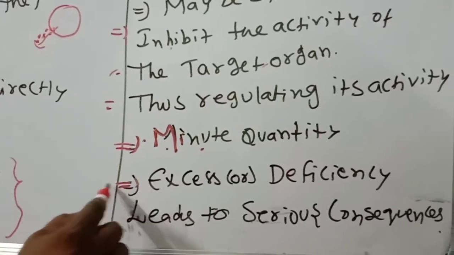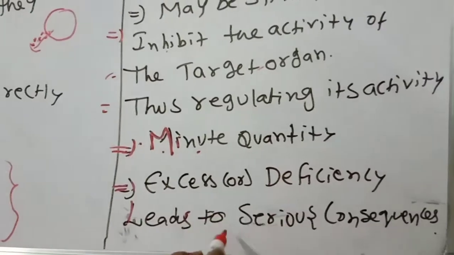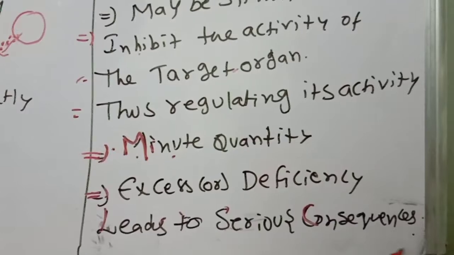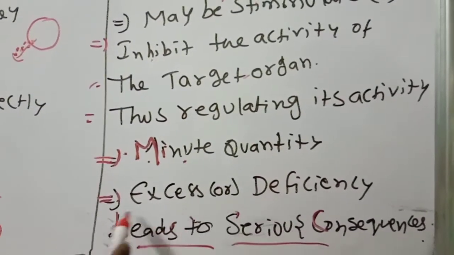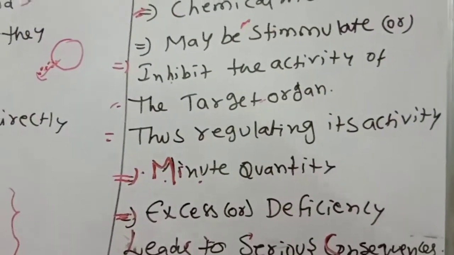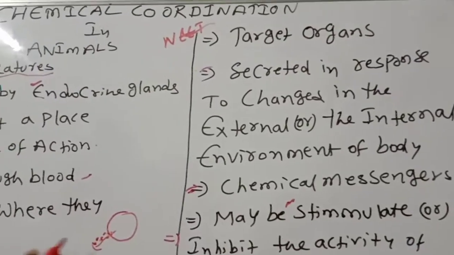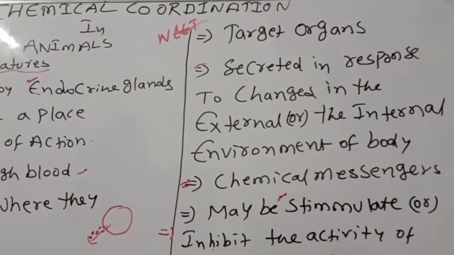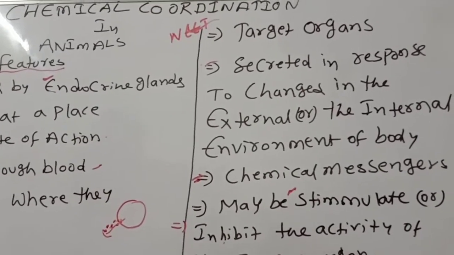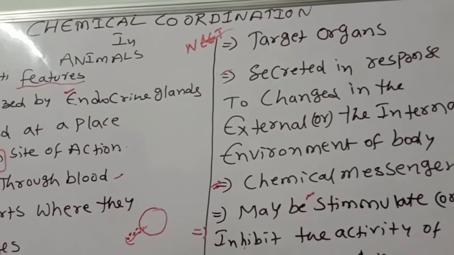The excess or deficiency of hormones leads to serious consequences. So excess or deficiency of hormones leads to what? Serious consequences. So these are the major characteristics of hormones. Okay, children, the most important characteristics. Excess secretion or deficiency of hormones leads to serious consequences.